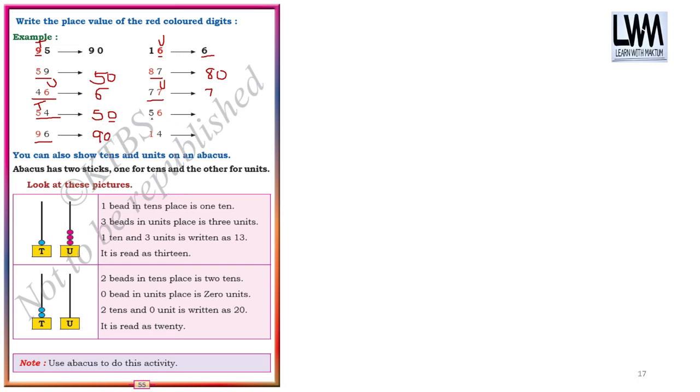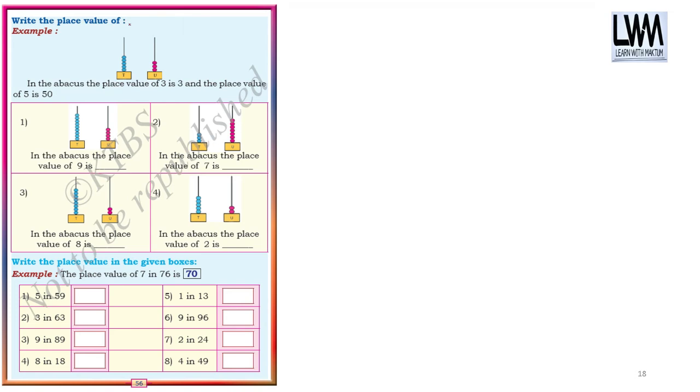Clear that? And here units place, so write the same number, 6 ones are 6 and here 1 tens are 10. Understood? You can also show tens and units on an abacus. Abacus has two sticks, one for tens and the other for units. Okay, this we already did, right?